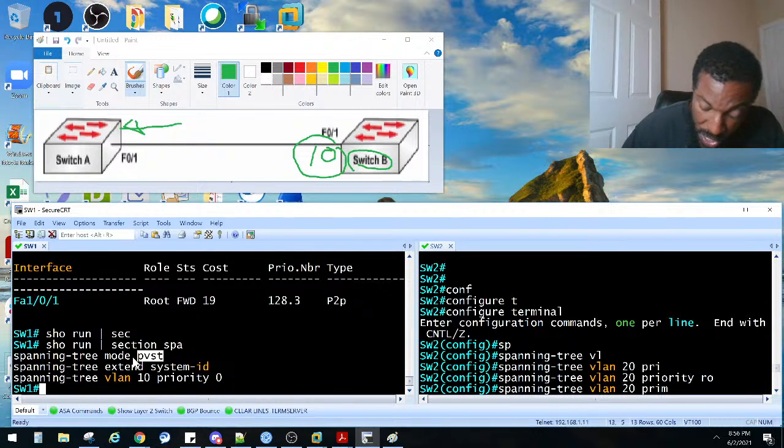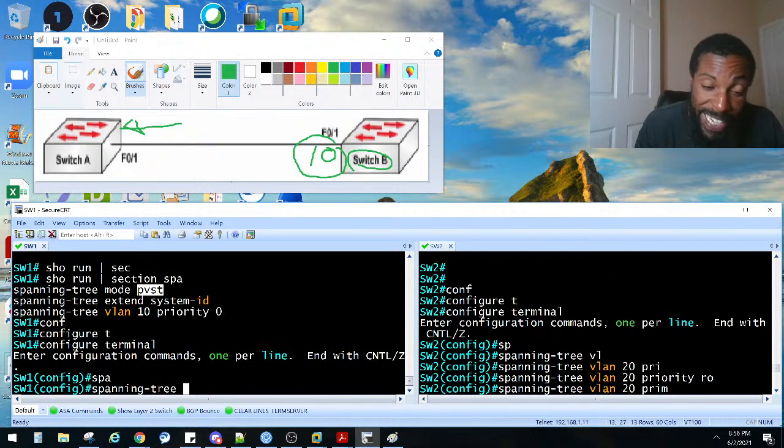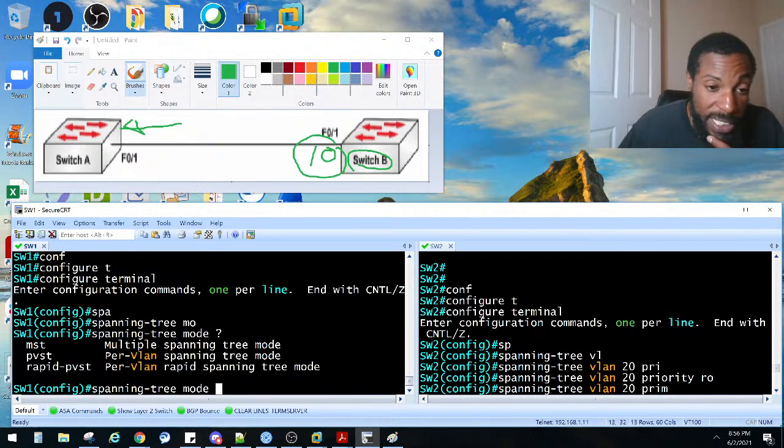RSTP is used in preference to STP. So let's do this. Go to global config mode. We're going to say spanning tree. Obviously, it's probably going to be just mode, just like that right there. And then we question mark, and we'll see for context sensitive help what flavors of spanning tree we can do.